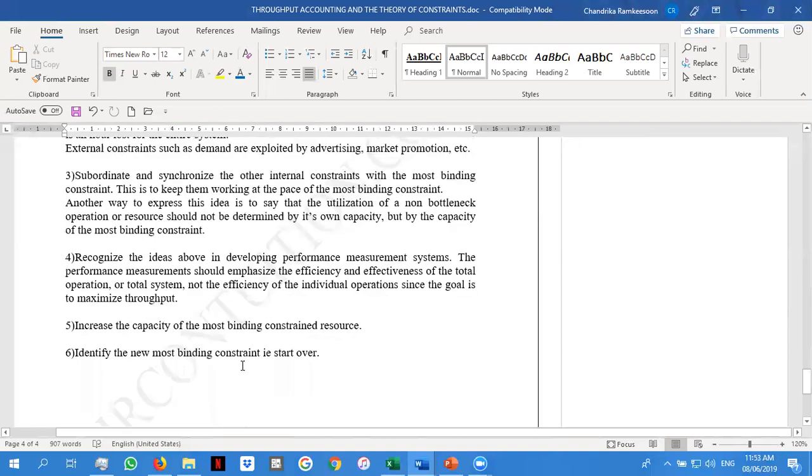Recognize the ideas above in developing performance measurement systems. The performance measurement should emphasize the efficiency and effectiveness of the total operation or total system, not the efficiency of the individual operations, since the goal is to maximize throughput. Oh, sorry, I said it would be seen in 4. It's actually seen in 5. That is how we will try to deal with the binding. Step 5 says increase the capacity of the most binding constrained resource. Now, a good question, although it's been stated just as one line, is how?